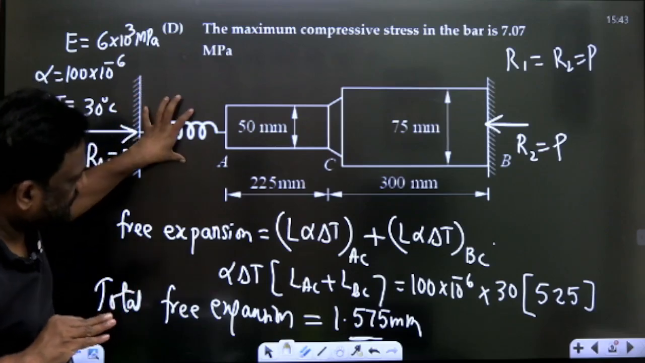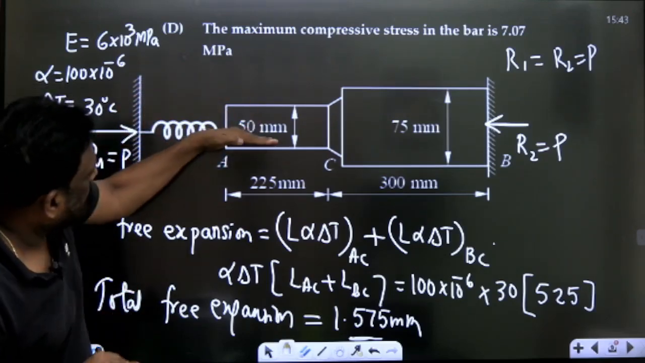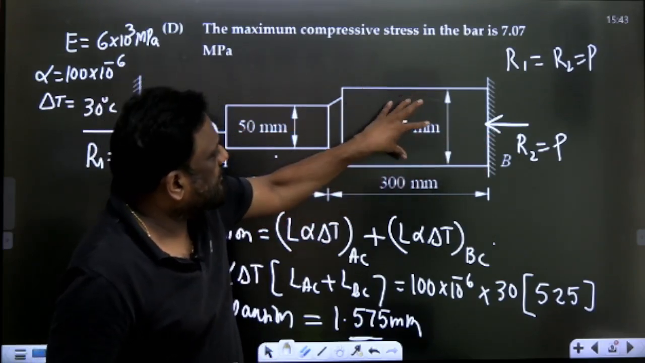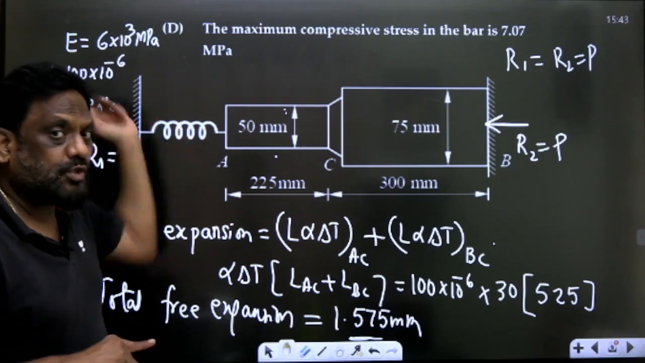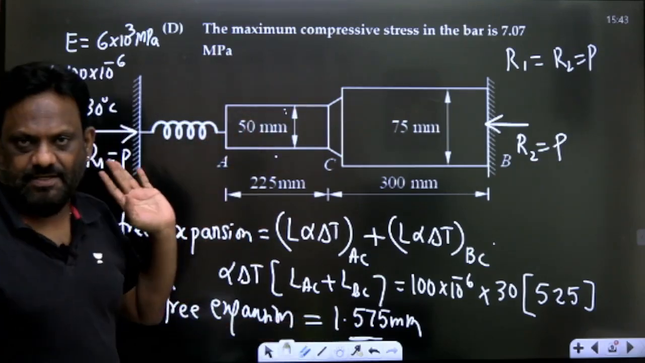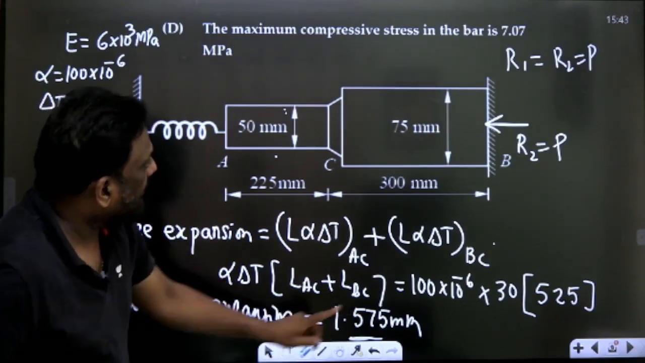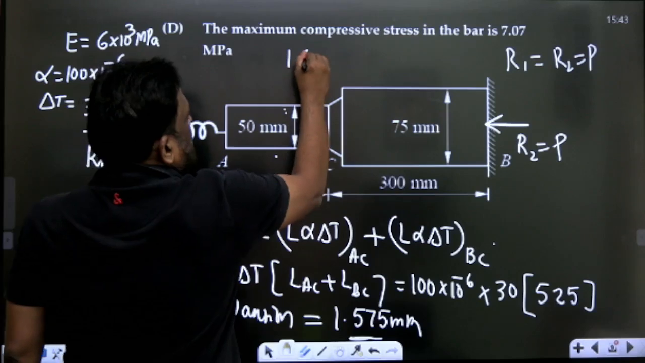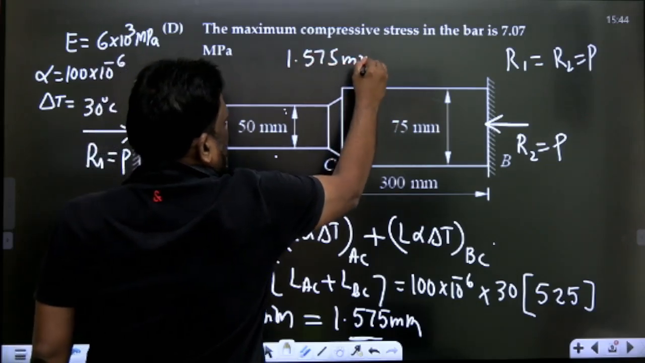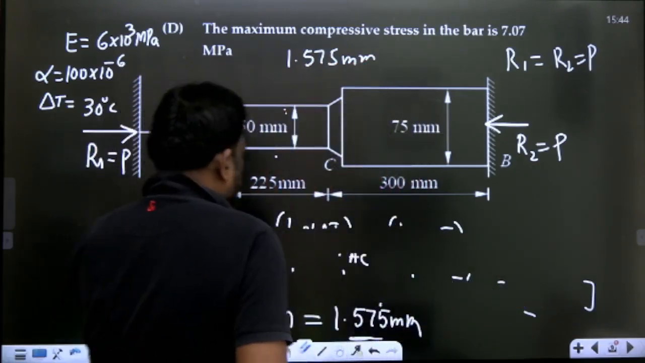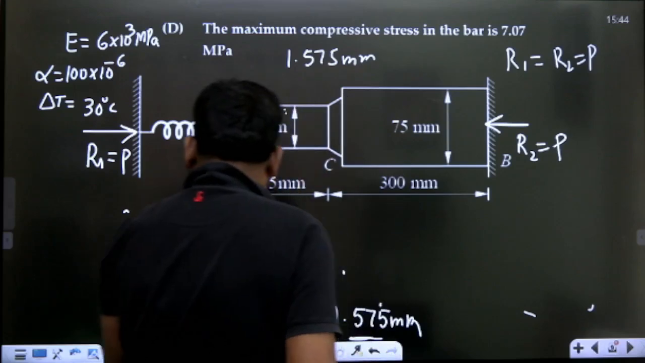So there is compression of the spring. Because of the load P, there is compression in this member, and because of load P, there is compression in this one too. Compression of this plus compression of this plus compression of this, the total compression should be equal to the total expansion. Let me write the value, sir, 1.575, remember it. This is the free expansion, 1.575. So let me erase this so that in the same figure I can solve happily.